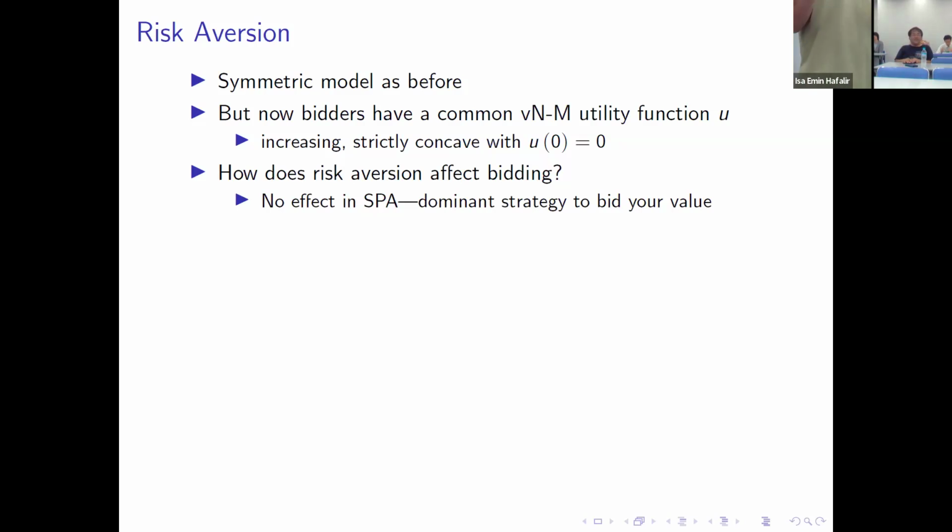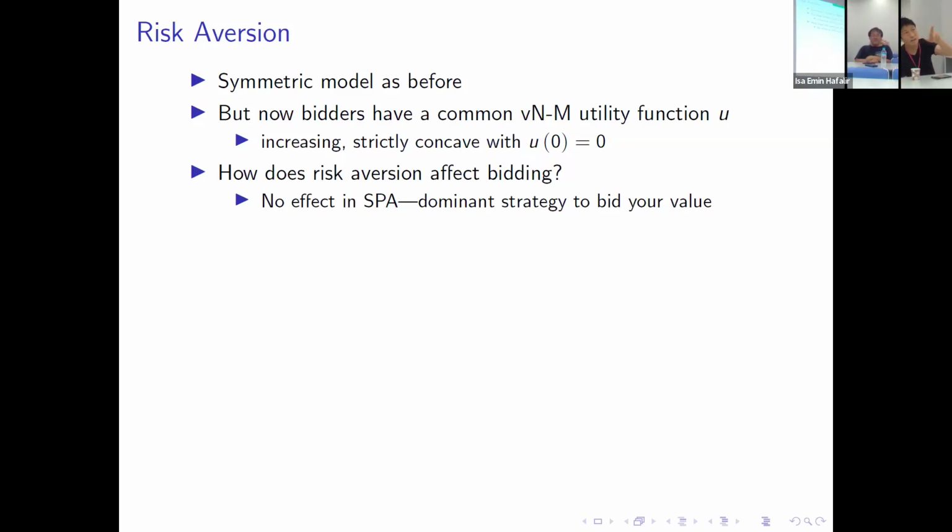So, remember with risk neutrality, we assume that in the case of winning, my utility is X, my value, minus, for instance, think about first price auction, minus B times the probability of winning. Now let's not consider this X minus B or P, but U of X minus P. And U is not the identity function anymore. It's a strictly concave function. So there is risk aversion. Whenever there is risk aversion, the decision maker prefers a certainty equivalent to a risky alternative, right?